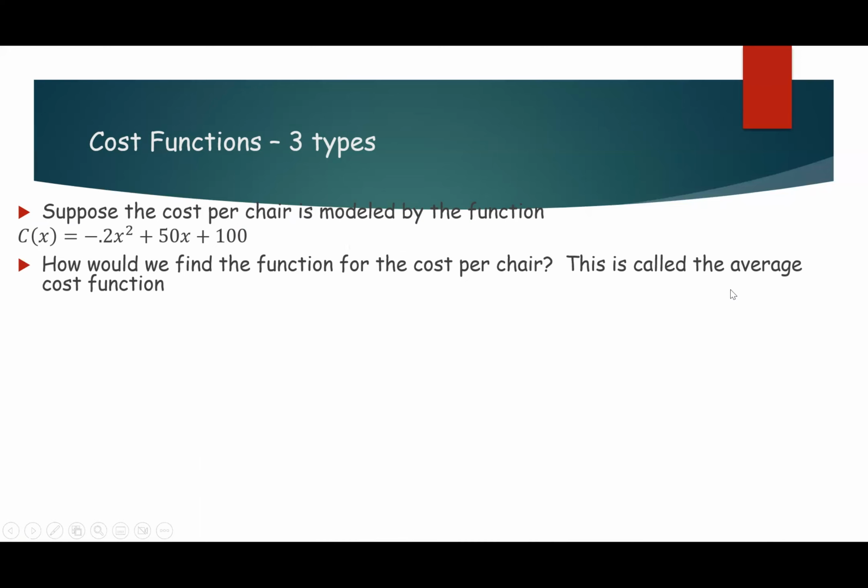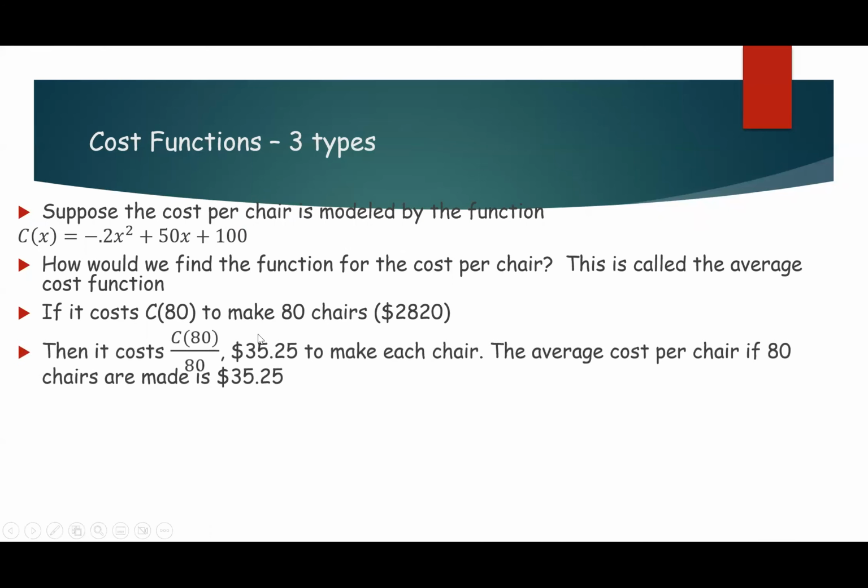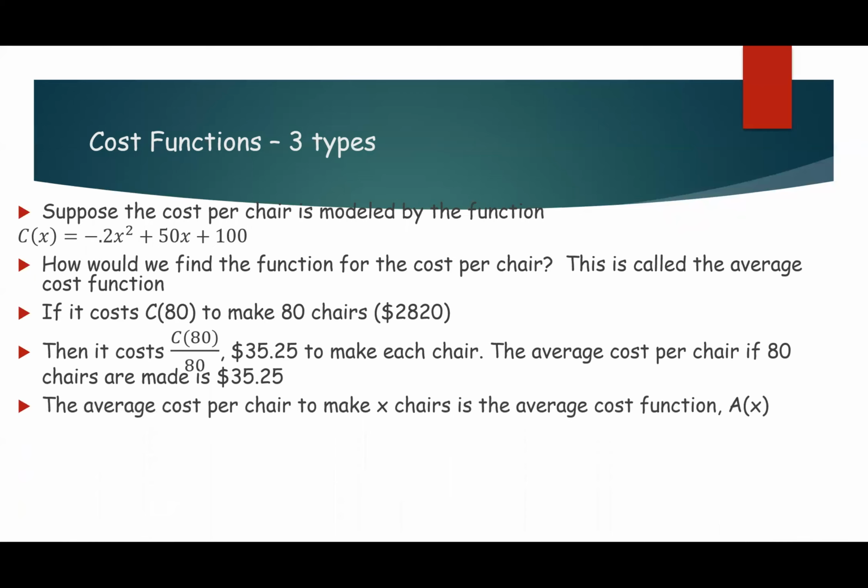This is called the average cost function. So if the cost to make 80 chairs, we put in 80 for X, is $2,820, and we divide that by 80, we see the cost for each chair is $35.25. So the average cost per chair, if 80 chairs are made, is $35.25.